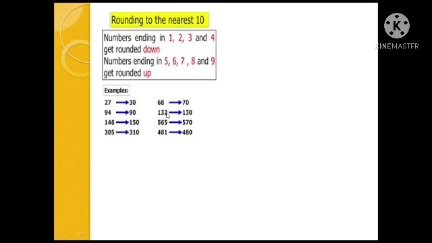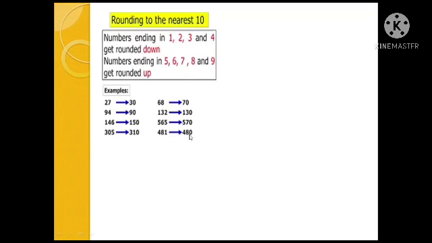132: the 2 is there, so we have to reduce it, so it will become 130. 565: the 5 is there, so we can round up, so 570. 481: the 1 is there, so we have to round it down, so 480 is the answer. The same rule is applicable for all the hundreds and thousands.